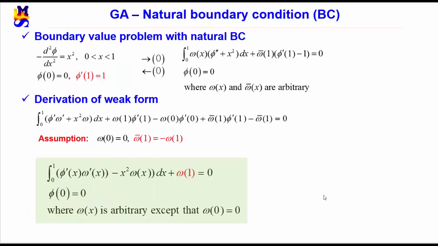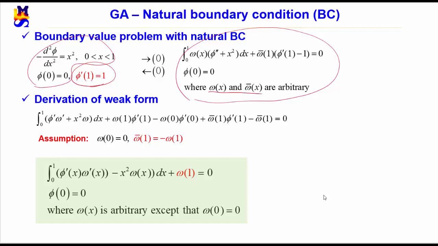Now, let's look at a boundary value problem involving a natural boundary condition like this at x equals 1. The other conditions are the same as the previous problem. Now we can construct this problem, which is the same as this given problem, under the condition that omega(x) and omega bar(x) are arbitrary. Omega bar(1) is thus an arbitrary constant.